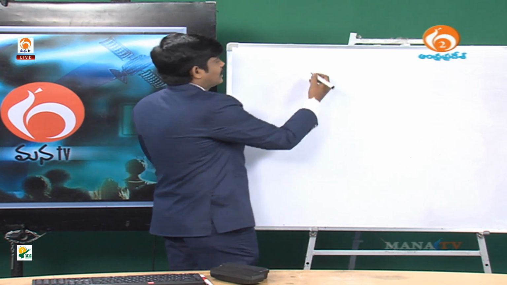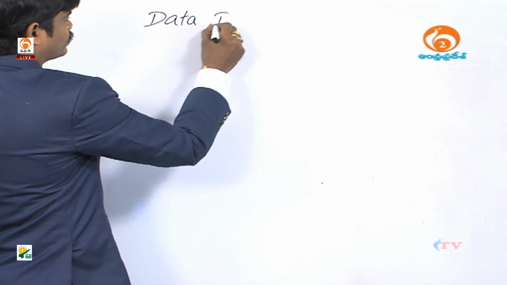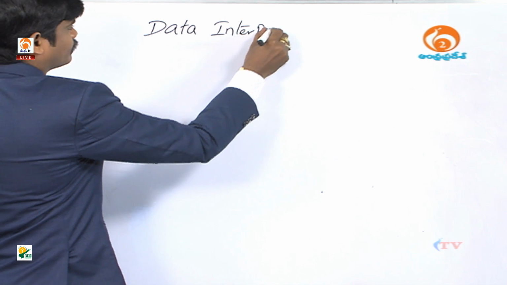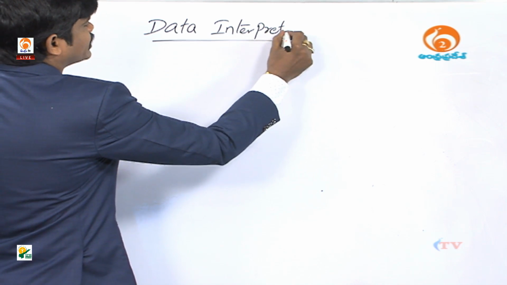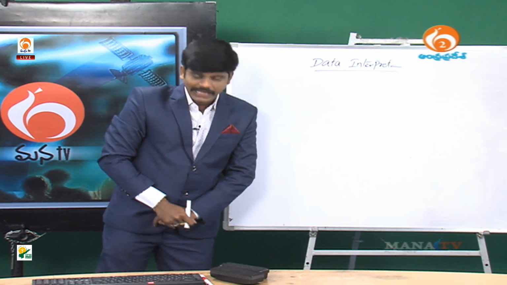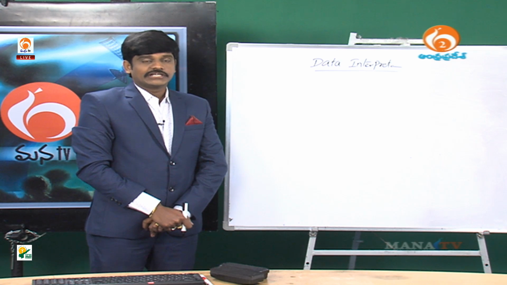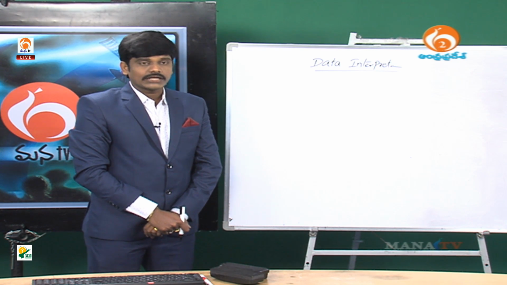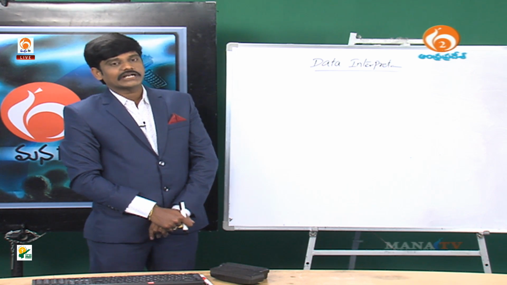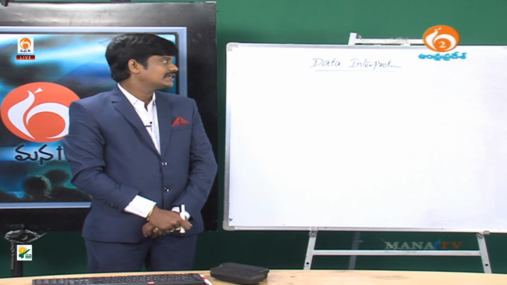Next one, data interpretation. Interpretation in the computer language, what is an interpreter doing? An interpreter converts the normal code language to computer understandable code language, and again converts the computer understandable code language to the normal code language. That is called an interpreter in the code language.